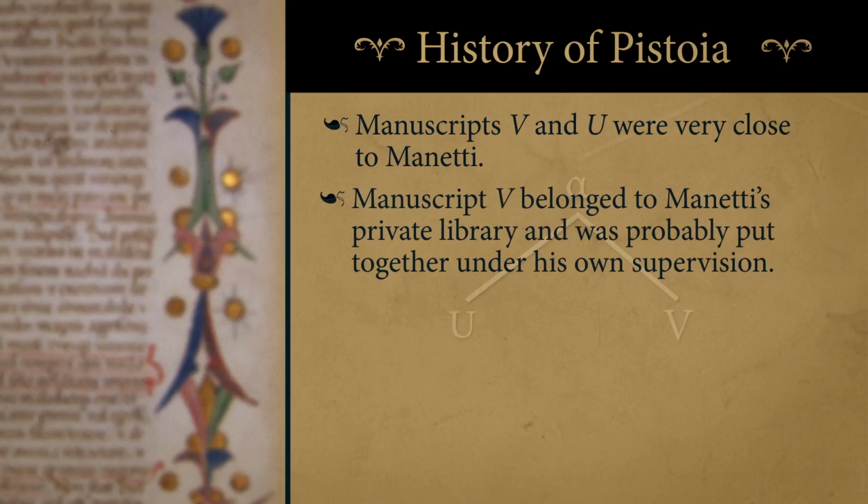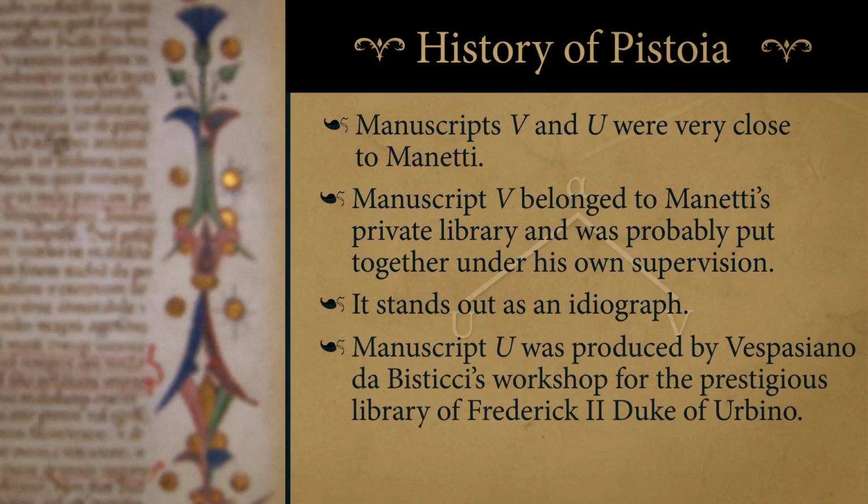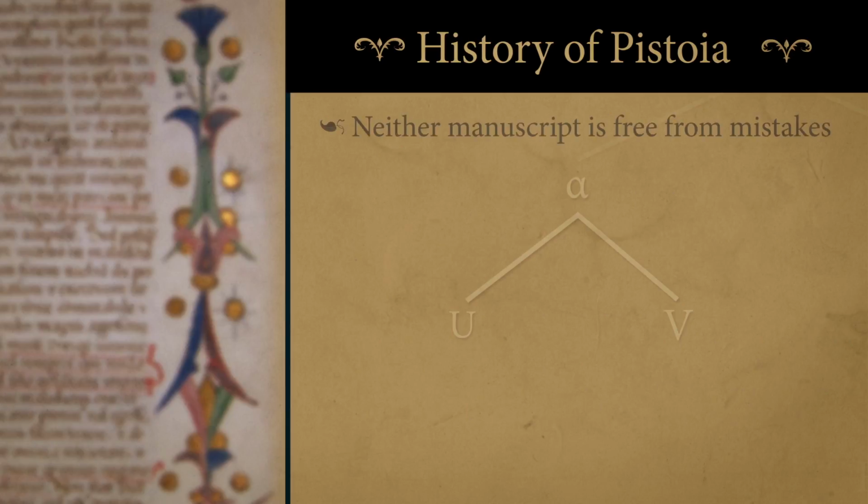Manuscript V belonged to Manetti's private library and was probably put together under his own supervision. As such, it stands out as an ideograph, to use philological jargon. As for manuscript U, it was produced by Vespasiano da Bisticci's workshop for the prestigious library of Frederick II, Duke of Urbino. And yet, neither one of them is free from mistakes, including serious ones, such as lacunae, that is, omissions.